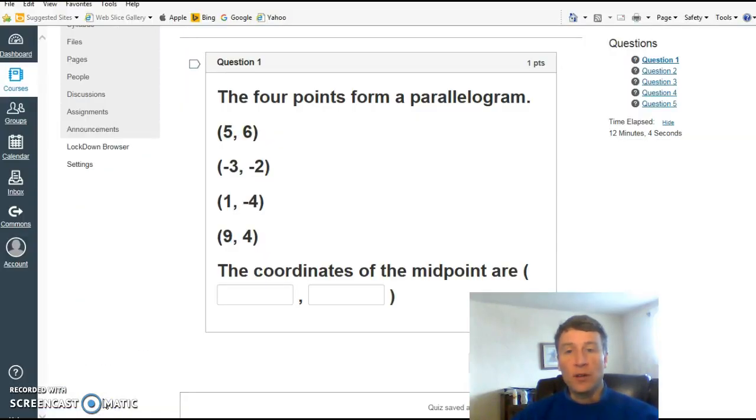Okay, so if we know that the parallelogram is defined by these 4 points, (5, 6), (-3, -2), (1, -4), and (9, 4), let's go ahead and plot those points.